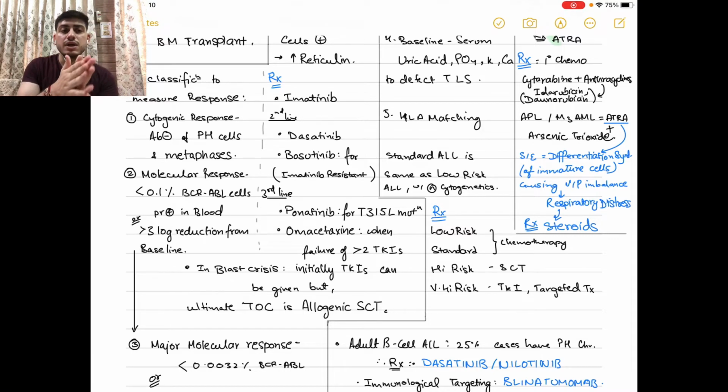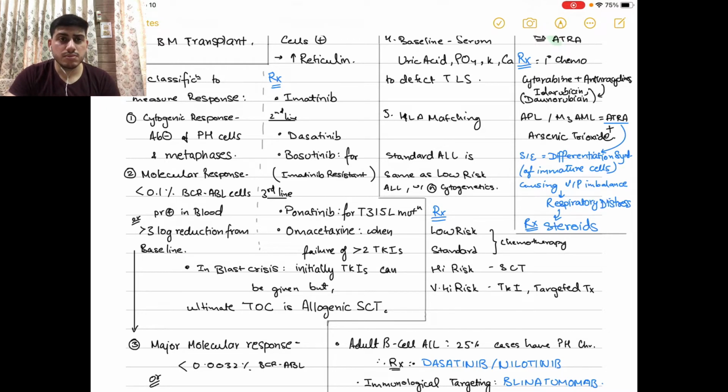So the treatment here will be against that tyrosine kinase protein, which is stimulating the growth. So the treatment of choice here will be tyrosine kinase inhibitors. The examples here are imatinib. So first of all, imatinib will be given. Then second line, if imatinib is not successful enough, then we will give dasatinib or bosutinib.